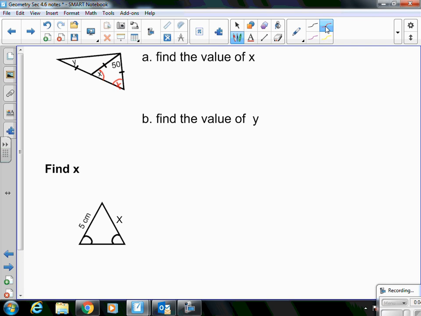And so to find the x, we know that all three angles in a triangle have to add up to 180, right? So this would be x plus x plus 50 is going to equal 180. Or 2x plus 50 equals 180.